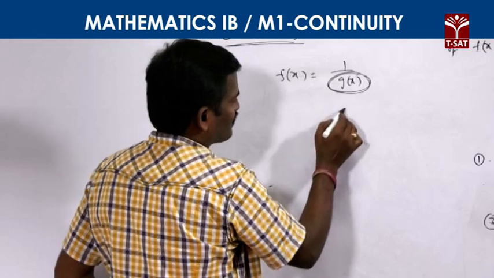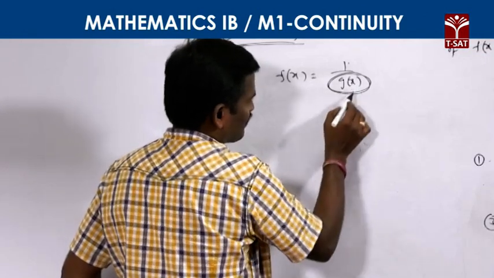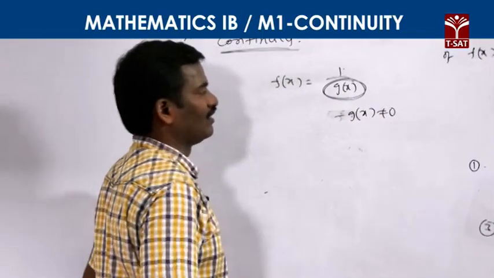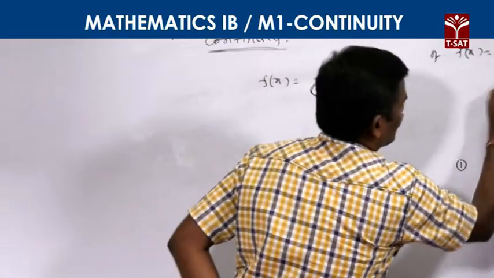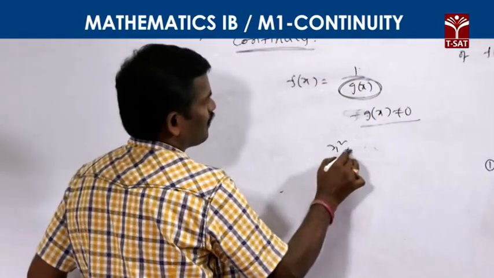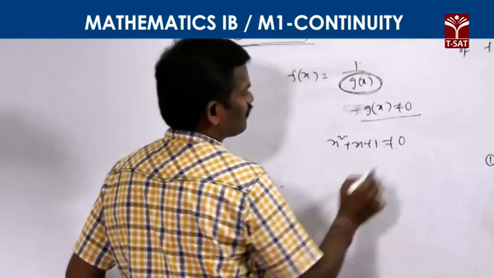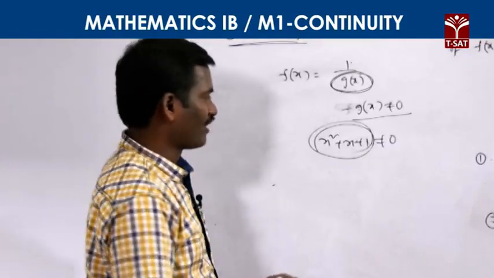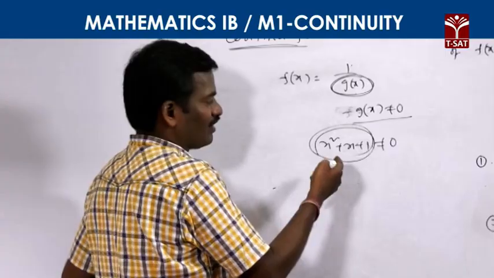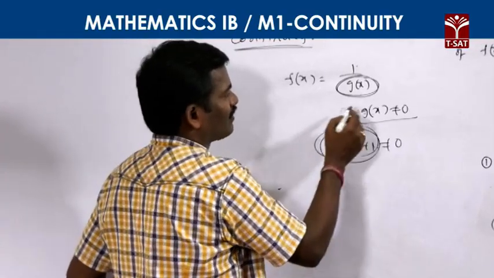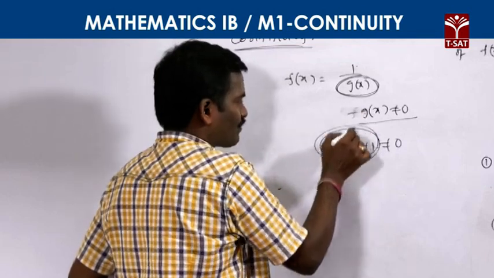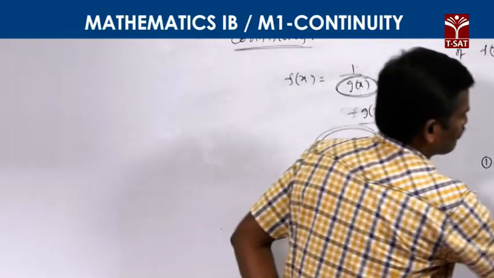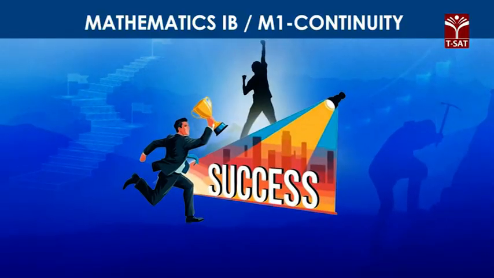So it is 1 by g of x, where the function is in the denominator. This is compulsorily not equal to 0. The given function is x square plus x plus 1, which is never equal to 0. So this is satisfied for all real numbers, whatever value you take, negative, positive, rational. So R is the answer, the set of real numbers.